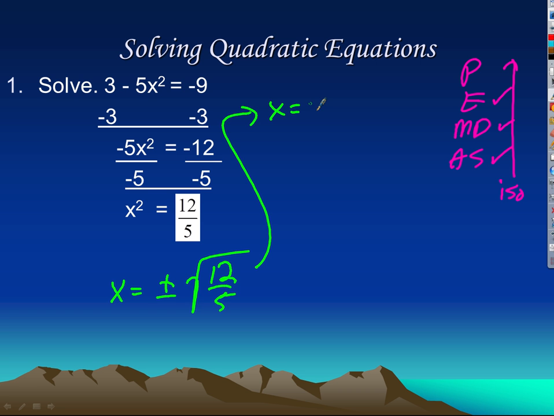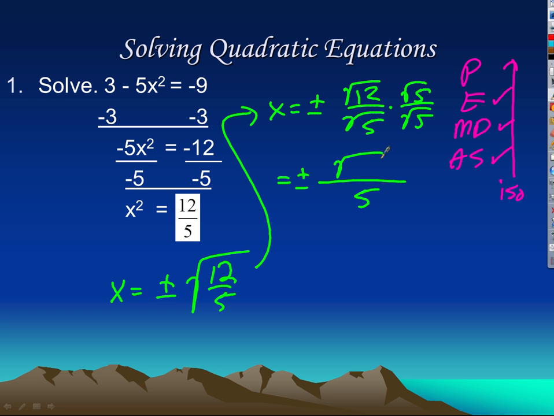So then I just get x equals plus or minus, what do I do with the square root of a quotient? Square root of 12 over square root of 5, good. And then I have to get rid of that square root on the bottom, right? So multiply by square root of 5 over square root of 5. On the bottom I get 5. Square root of 60, and what's the biggest perfect square that divides into 60?